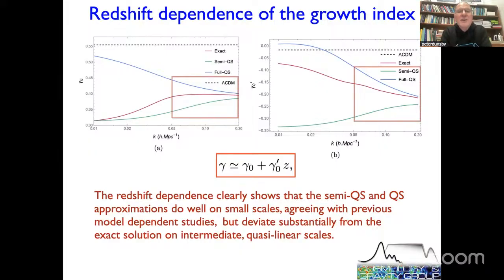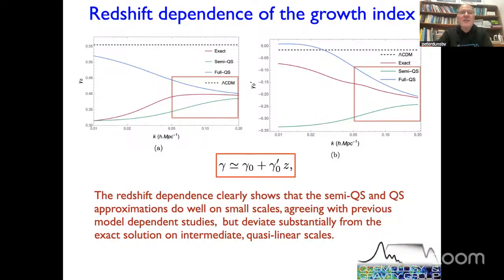Again, you can see that in the quasi-linear regime, the exact scales that one wants to probe, there are very significant differences between what one gets for the exact solution, which is in red here when we look at gamma naught, the semi-quasi-static approximation in green, and also the full quasi-static approximation in blue. This is particularly evident at a k value of 0.05, and the same is true for gamma prime.